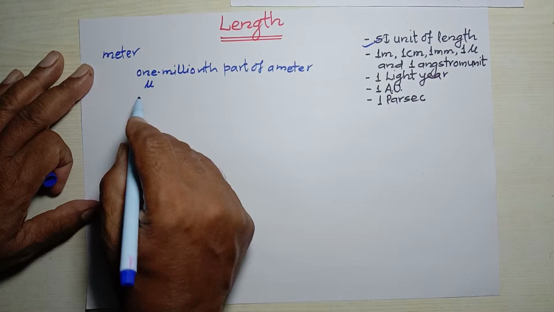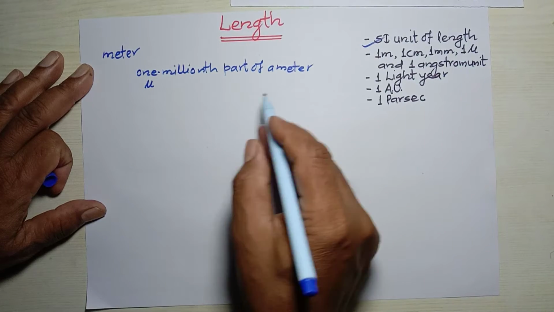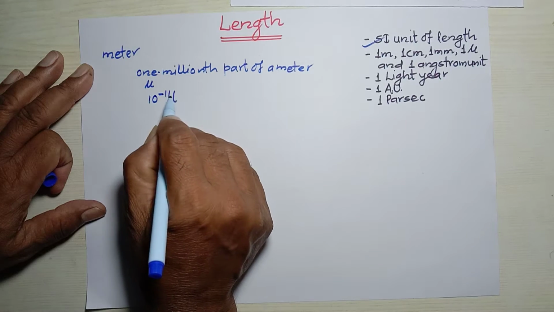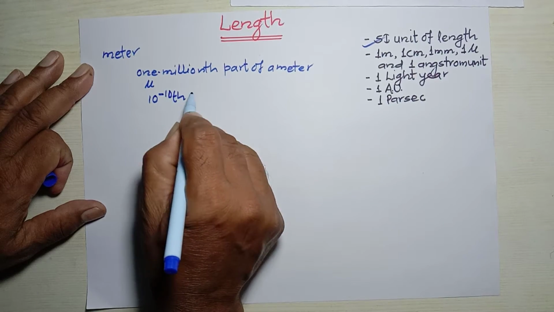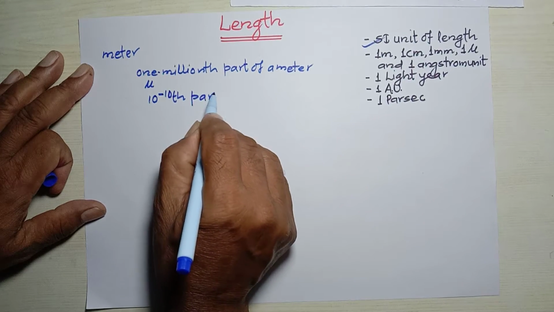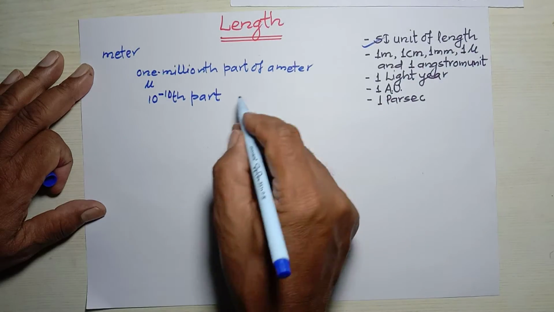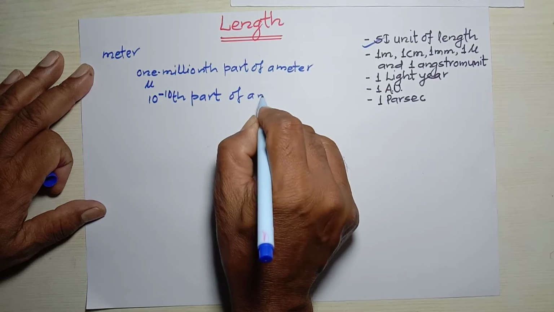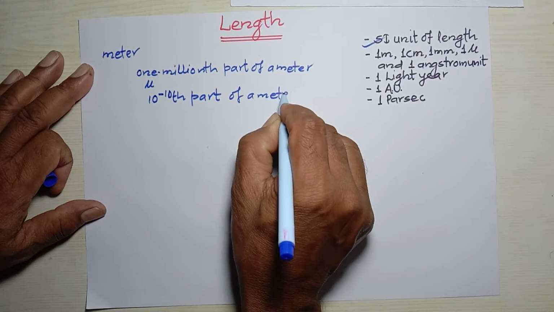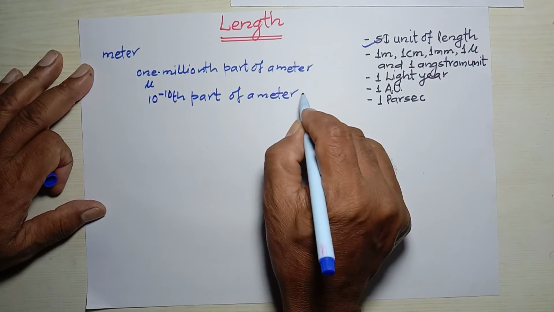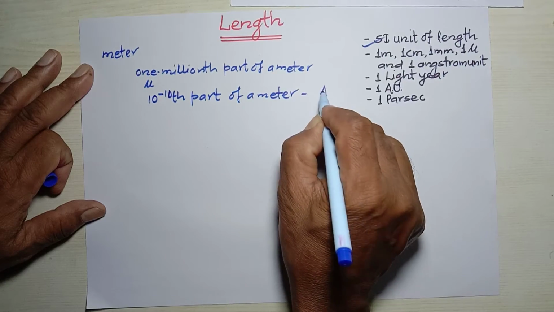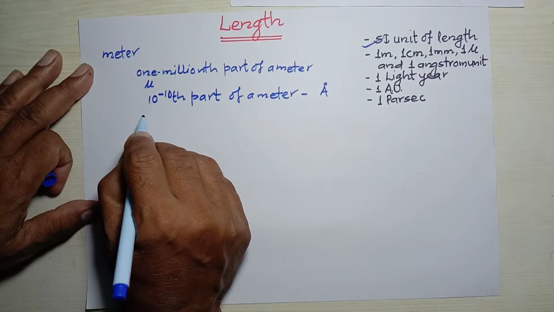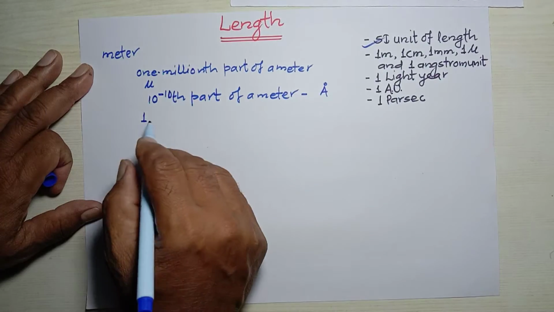And in the same way, what is 1 angstrom unit? 1 angstrom unit is 10 to the power minus 10th part of a meter, and it is expressed by the symbol, angstrom unit, this way.